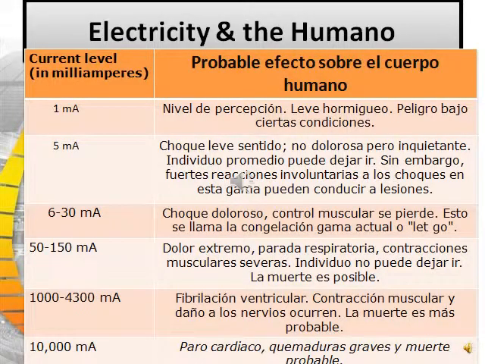In discussing the relationship between electricity and the human body, we can look at this chart here and get an idea of how many milliamps can affect the human body. 1 milliamp gives nothing more than a perception level, a slight tingling. 5 milliamps gives you a slight shock. 6 to 30 milliamps gives you a painful shock, as well as loss of muscular control. 50 to 150 milliamps cause extreme pain. 1,000 to 4,300 milliamps cause ventricular fibrillation. And at 10,000 milliamps you get cardiac arrest, severe burns, and probable death.